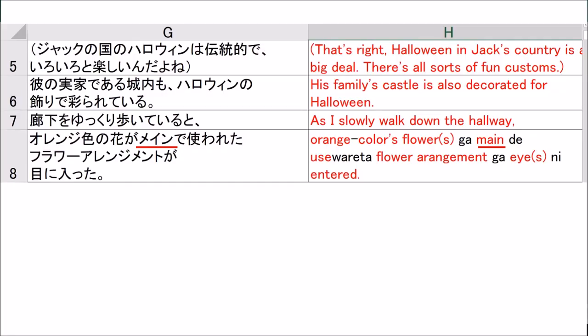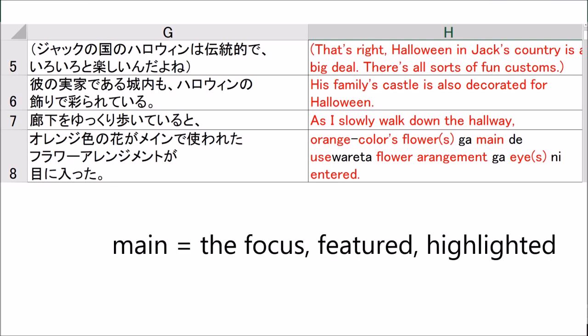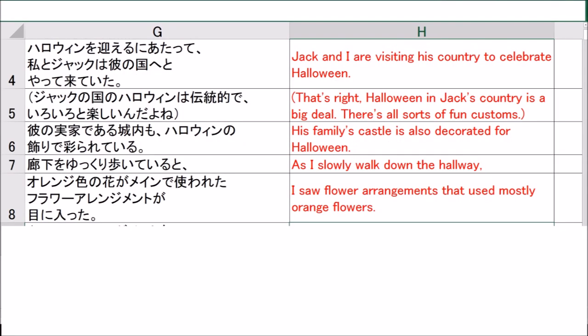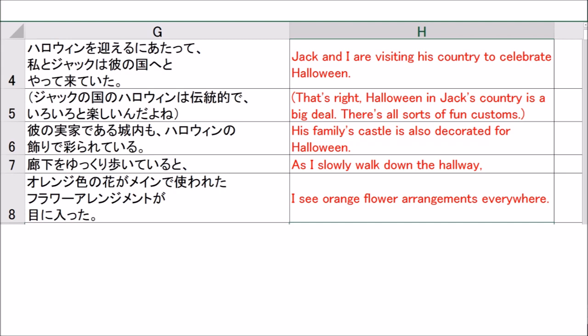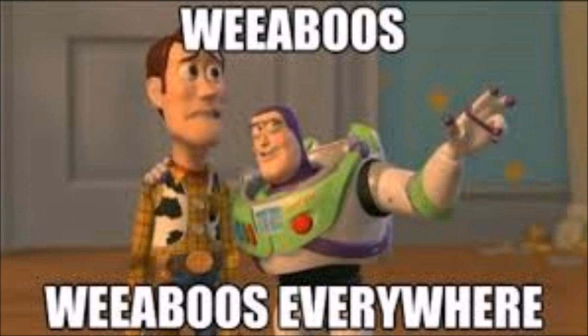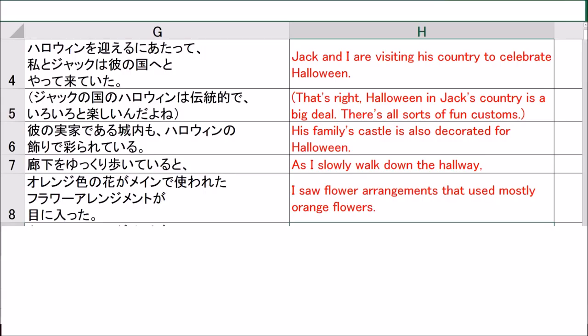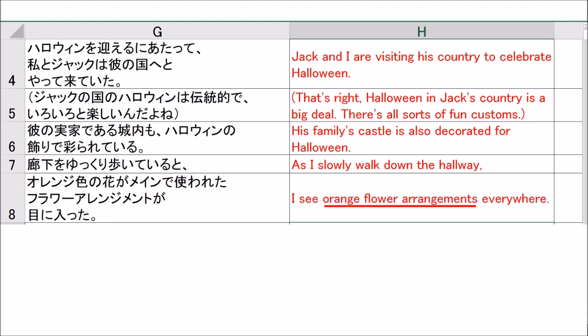Main, in this case, is a great example of an English word that actually means something else. When the English word main is used in Japanese, it usually means the main focus, or highlighted, or featured. This is where "mostly" comes from. When I clean up the sentence and make it real English, I cut the wordiness and shorten the thought to, "I see orange flower arrangements everywhere." Yes, if I were to be more literal, and again, the literal purists are probably screaming at their computer screens again, it would be more correct to say something like, "I saw flower arrangements that feature orange flowers," but then I'd be saying flower twice in a sentence, and that's very sloppy and wordy. So I combined the ideas into "orange flower arrangements."